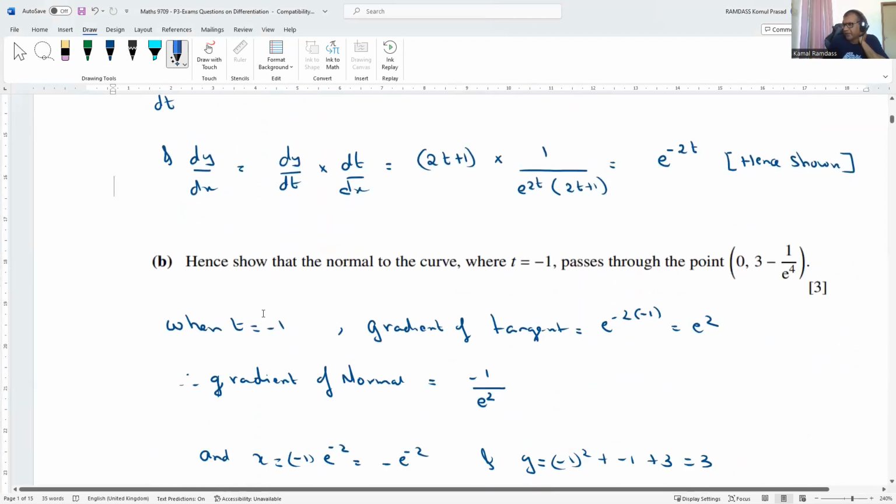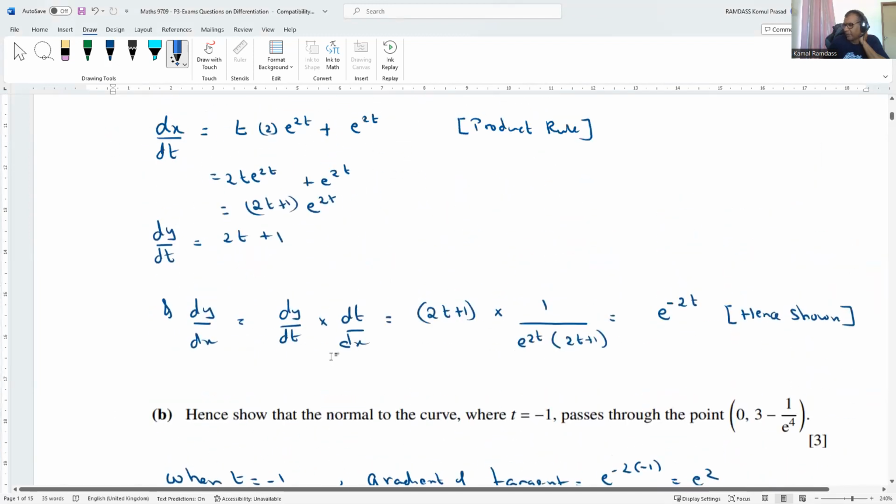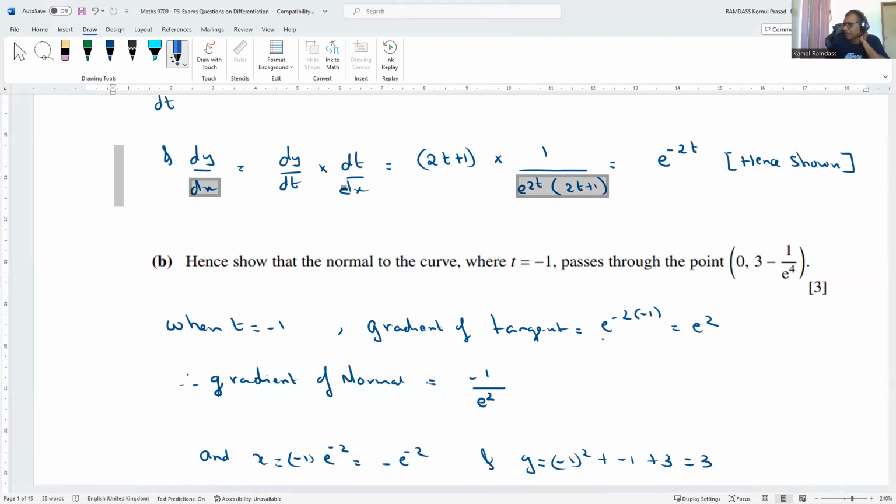Deuxième partie de la question, partie B. Hence, show that the normal to the curve where t is equal to minus 1 passes through the point 0,3 minus 1 over e to the power of 4. OK. Bon, nous trouvons gradient of tangent to the curve, d'abord, pour nous trouver gradient of normal. Ça veut dire dy by dx at t is equal to minus 1 is equal to e to the power of minus 2 multiplied by minus 1, moi je gagne plus 2 là, ça veut dire e square.